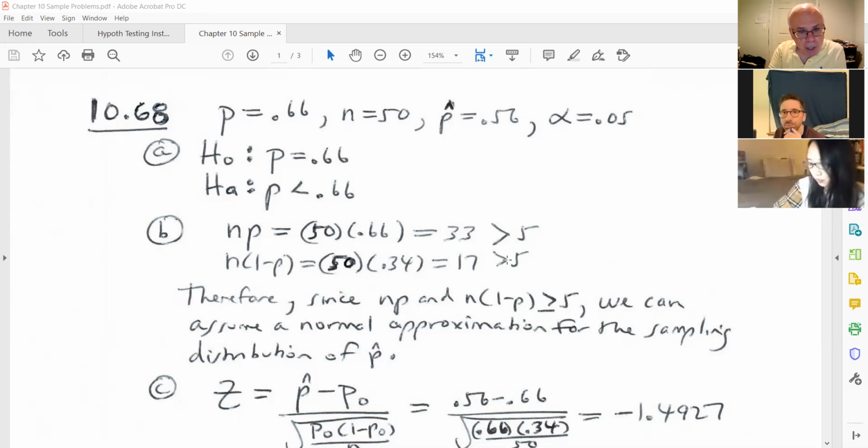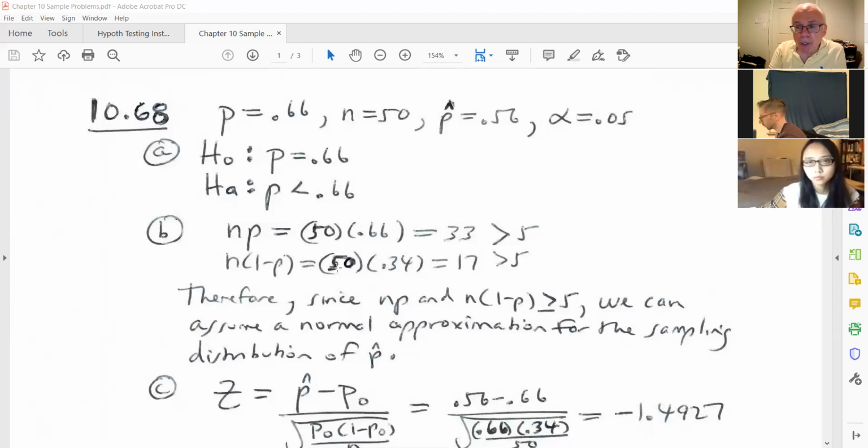Now, part B is the determination of whether we can use the normal approximation for the sampling distribution. And the answer is yes. Because when I multiply, now you need to multiply 50 times 0.66. This is the hypothesized proportion, and not the 0.56.